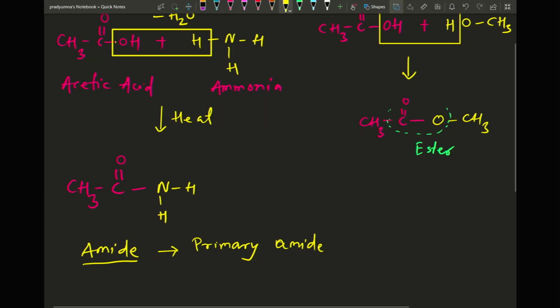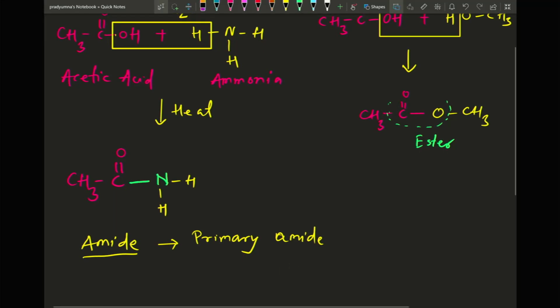And why is that? Because the nitrogen here is connected to only one carbon atom. I'm just going to use a different color. So the nitrogen here is connected to one carbon atom, just like with an amine. This is going to be a primary amide, right? We're going to see secondary and tertiary amides in a second.